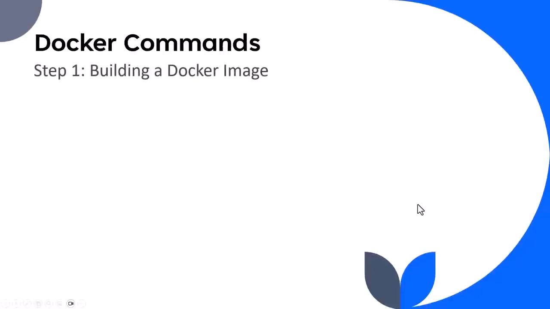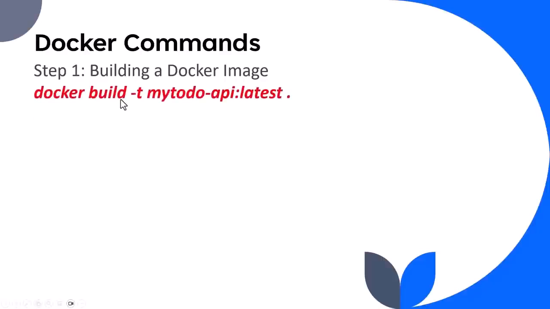And what are the Docker commands? Now we'll be building a Docker image. This is the command docker build. This is the tag name flag, my to do API, and latest is the tag. This is sort of a version. We'll see that in a second.